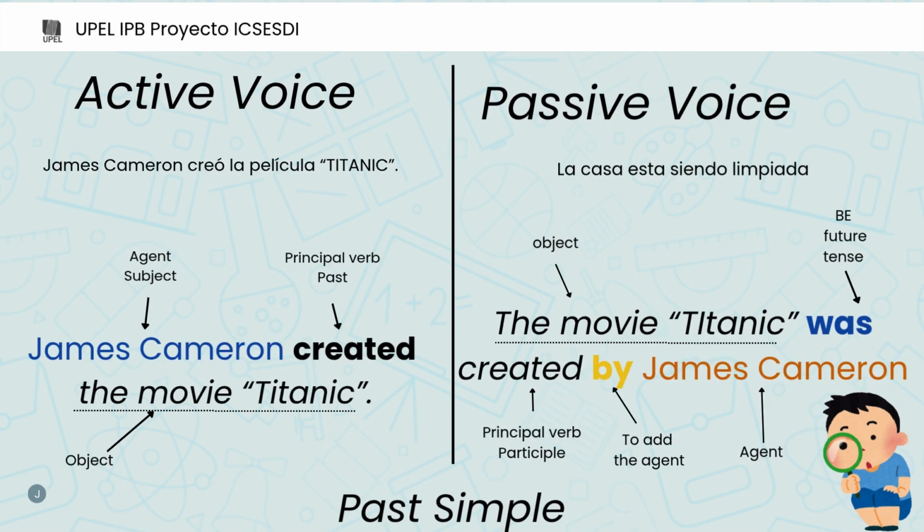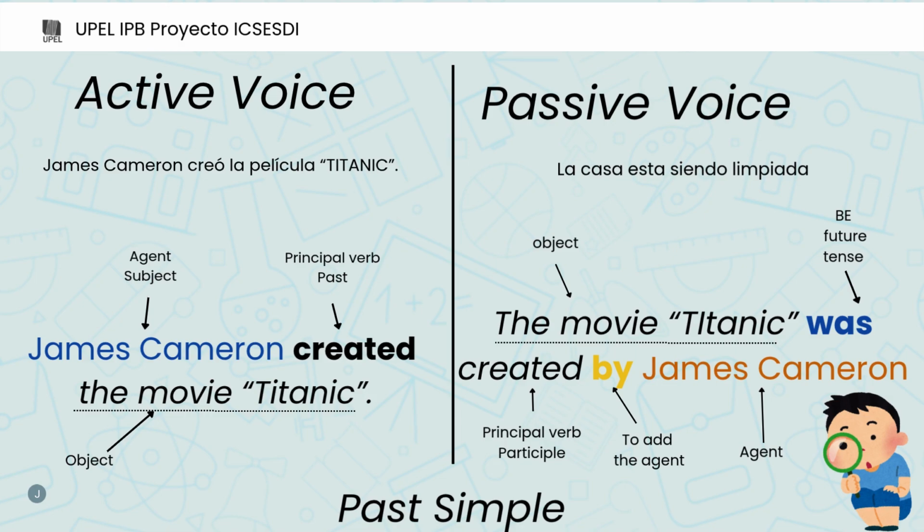Let's see the last example. It is in past simple tense. James Cameron created the movie Titanic. So James Cameron is the agent, created is the verb in past, and the movie Titanic is the object of the sentence. Let's see the passive voice way. The movie Titanic first, because this is the object. Then the verb to be, was, in past, because the original sentence was in past. Created, this is the verb in participle.